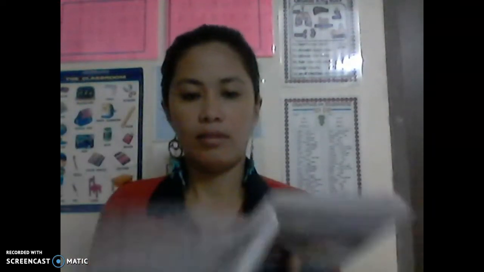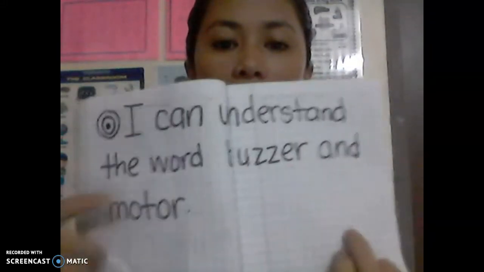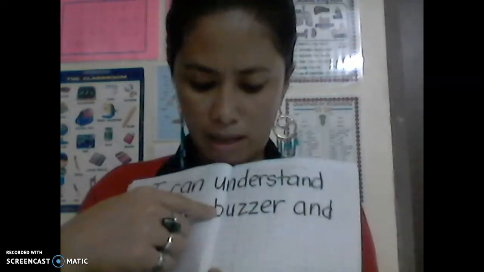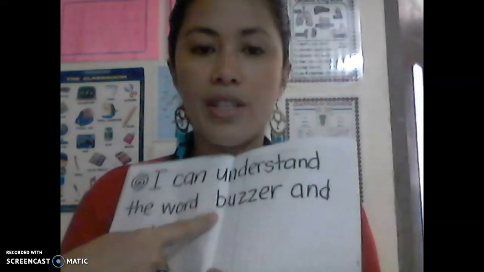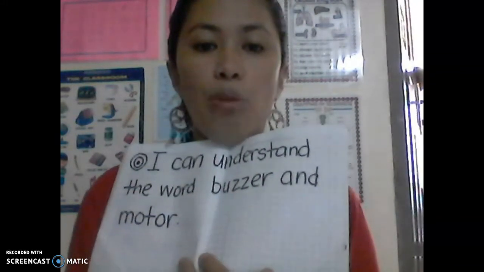Okay, welcome back. So today our learning target. So for our learning target, so I can understand the word buzzer. This is B. I can understand the word buzzer and motor.